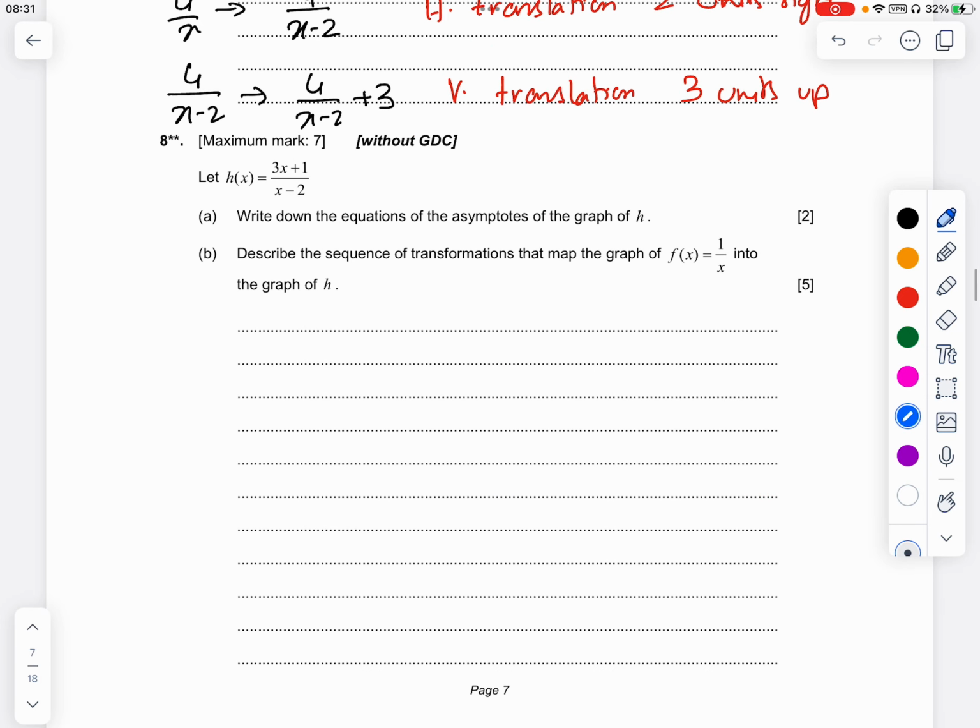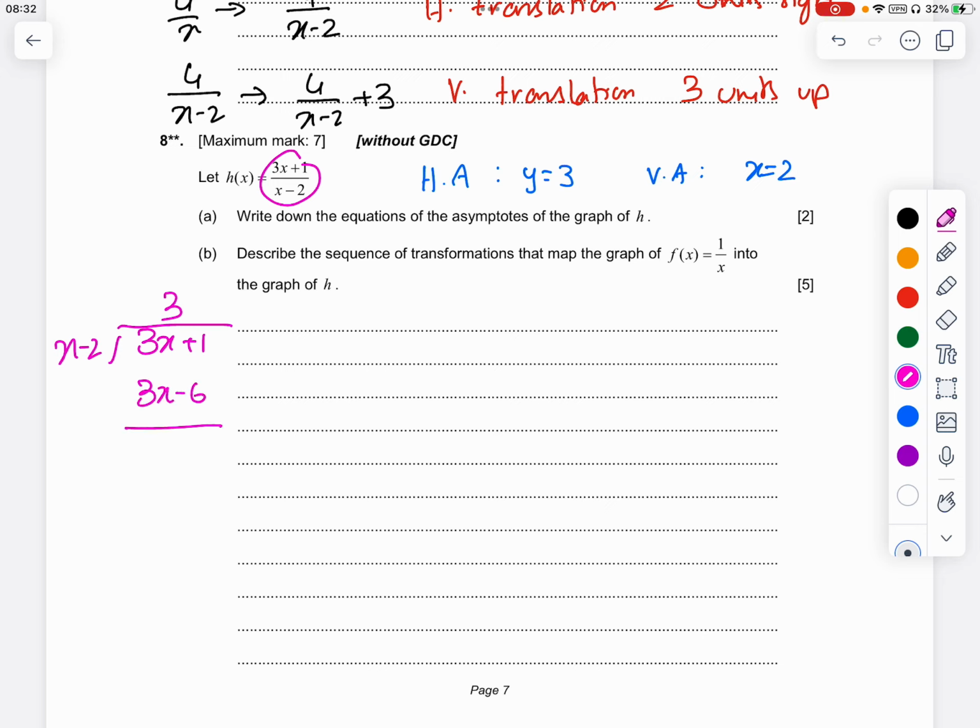Next question, write down the equations of the asymptotes for H. So horizontal asymptote, coefficient of x divided by coefficient of x. So what does that become? y equals 3. Vertical asymptote will be denominator equals 0, x equals 2. Now again describe the sequence of transformations that maps the graph f of x into h of x. First of all, I have to convert this function into a proper form. For that I'm doing the long division. 3x plus 1 divided by x minus 2. 3 times is 3x minus 6. So the remainder is 7. So h of x can be written as 3 plus 7 upon x minus 2.